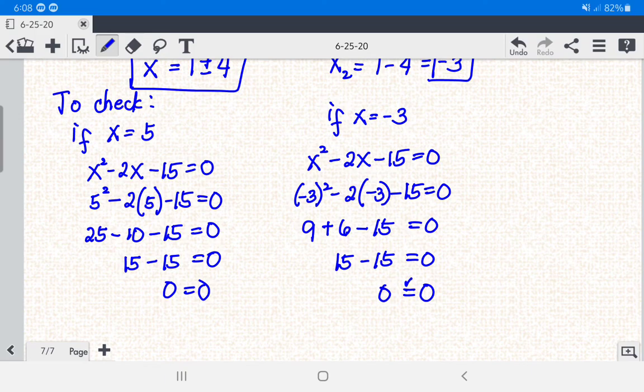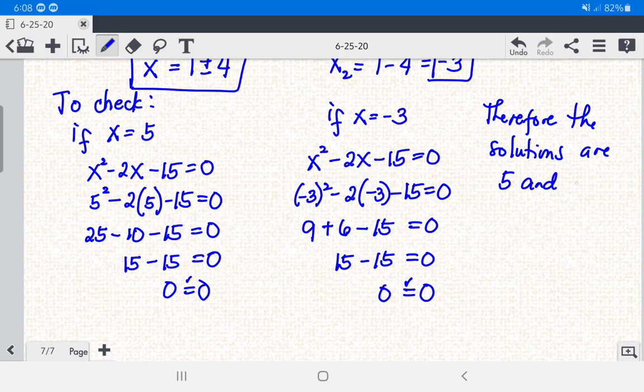So check. As you can see, both values of x satisfy the given equation. Therefore, the solutions are 5 and negative 3.